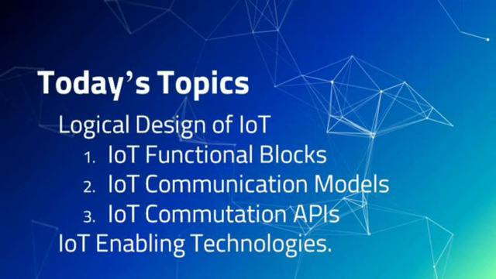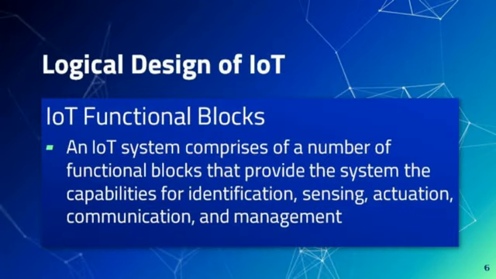Now let us see today's topics. Logical design of IoT. In that we have three sections: IoT Functional Blocks, IoT Communication Models, IoT Communication APIs, IoT Enabling Technologies. First, let us start with IoT Functional Blocks. An IoT system comprises a number of functional blocks that provide the system the capabilities for identification, sensing, activation, communication, and management. So all these are involved in the functional blocks of IoT.